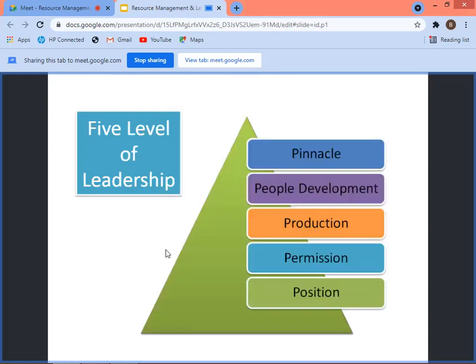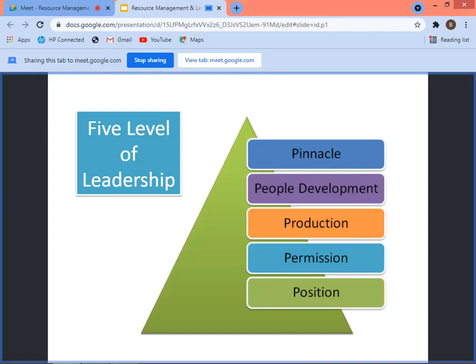There are 5 levels of leadership. Okay, I'll discuss them to you one by one. Number 1 is position. Number 2, permission, then production, people development, and pinnacle. This is from the bottom going up. The entry level is the position. The company is either promoting you or hiring you, and you're a new guy in the job, a new manager, a new leader. You become a leader because you have the position.